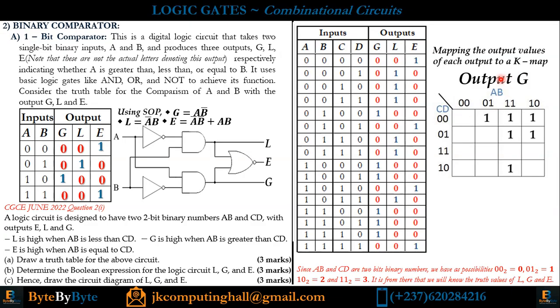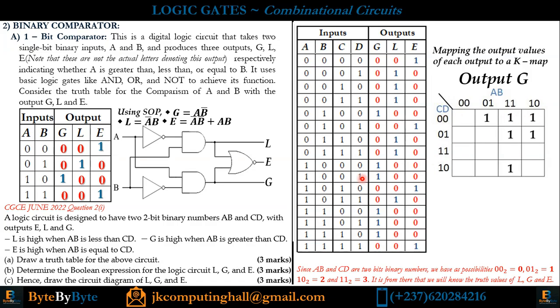Realize that to map G, this is what we are going to have. Let me just take this particular one as an example so that you will understand the mapping of the other outputs. Okay, where is G1? A0, B1, because this is AB, as you can see. This is CD. So this first one, AB 01, CD 00. This is the value here. This other one, AB 10, CD 00.